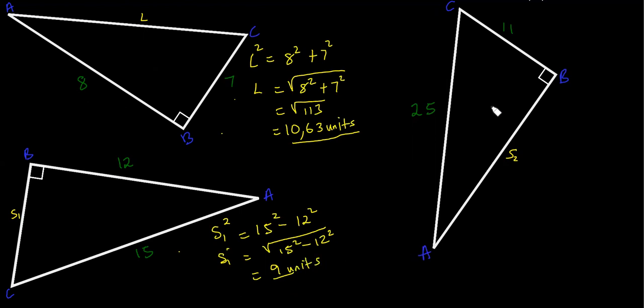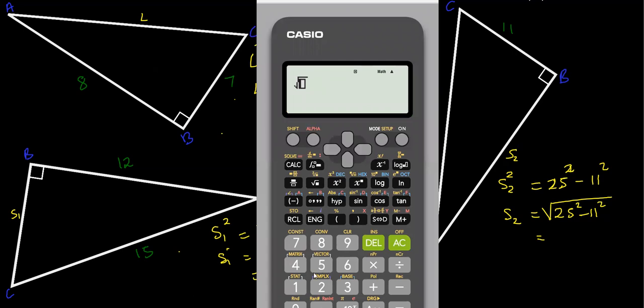Okay, then let's look at this one here, side 2. So side 2, again squared. We know that we're going to subtract the smaller side from the longest side, because once you see this right angle triangle, the opposite side is the longest. So here it is going to be 25 squared minus 11 squared. Then S2 is equal to the root of 25 squared minus 11 squared. Then what do we get there? Let's look at that and see.